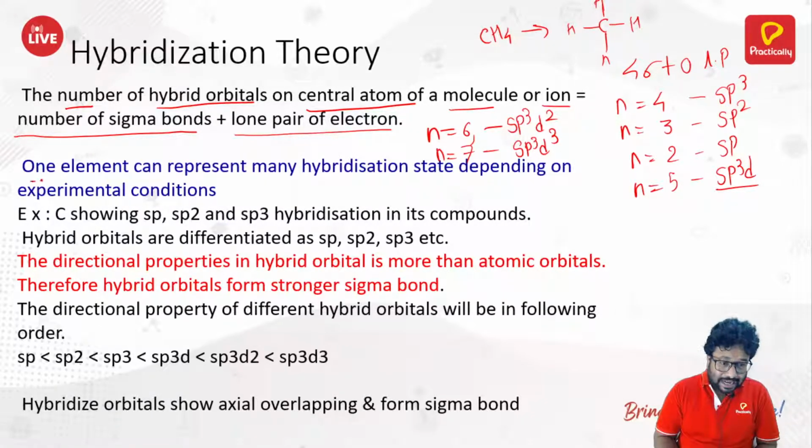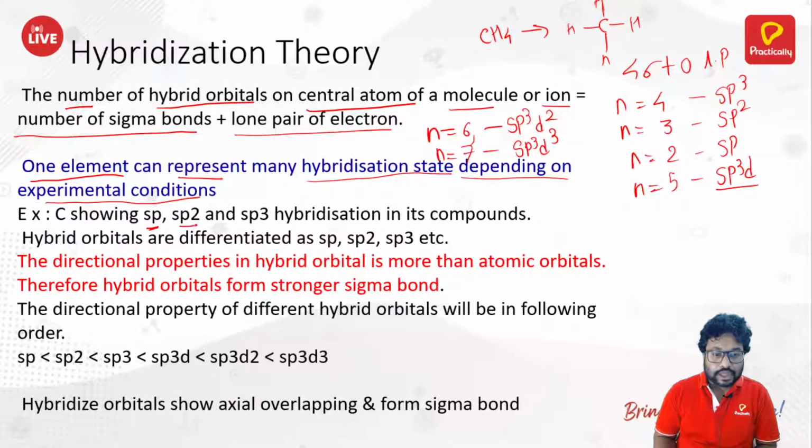Okay, a single element can represent many hybridization states depending on experimental condition. For example, carbon shows sp hybridization in alkyne, it shows sp2 hybridization in alkene, it shows sp3 hybridization in alkane. So that means carbon can show different types of hybridization depending on the conditions. Okay. Hybrid orbitals are differentiated as sp, sp2, sp3, that you already know, right?